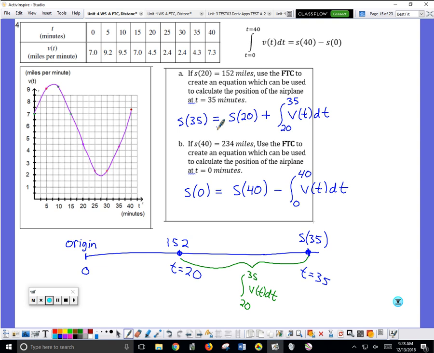So the plane is located here at location 152. During the next 15 minutes, the plane's position is going to change. This integral will calculate how much that change of position will be. Whatever that turns out to be, I need to add the green amount to where the plane was to find out where the plane is at time 35.